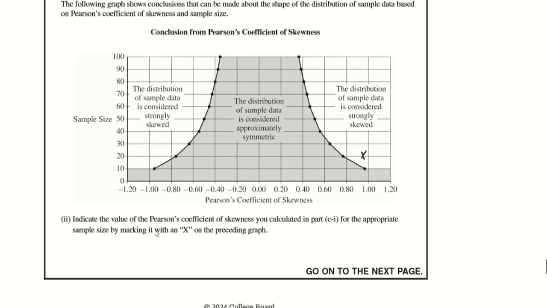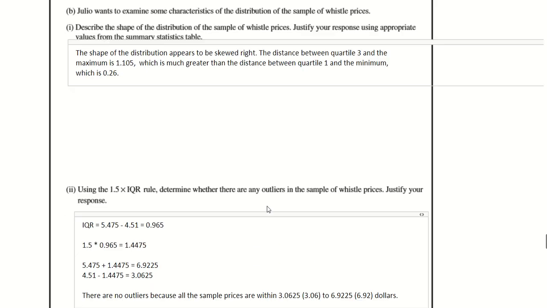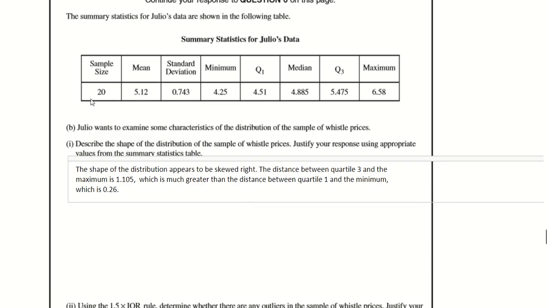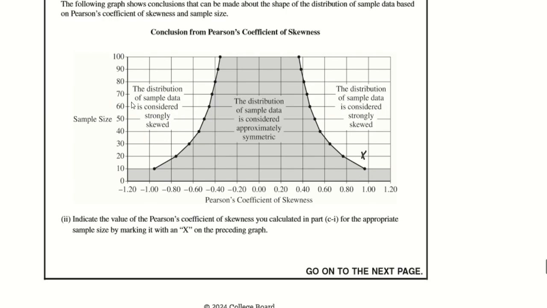This is asking us to indicate the value of the Pearson's coefficient of skewness for the appropriate sample size on this graph. So the sample size is 20 right here. And so we can start here, sample size 20, and we calculated 0.949. So 0.949 is around here, so the x should be around here.